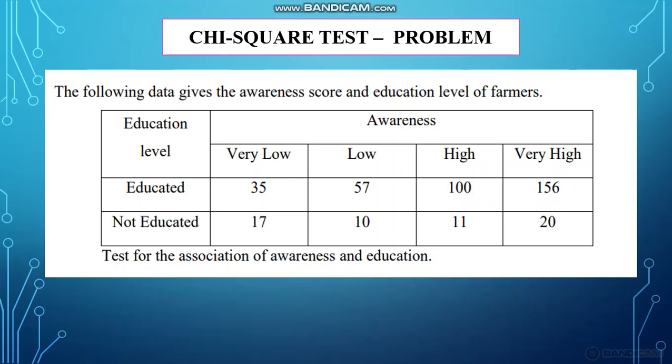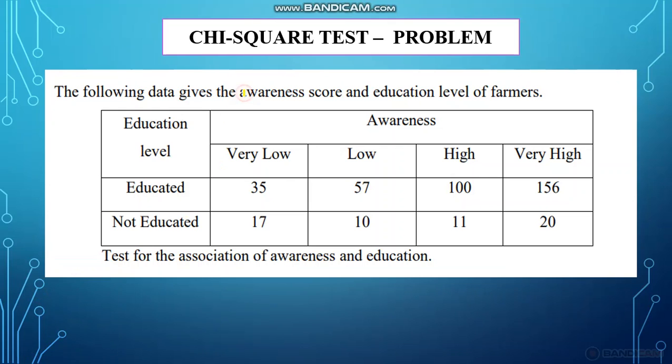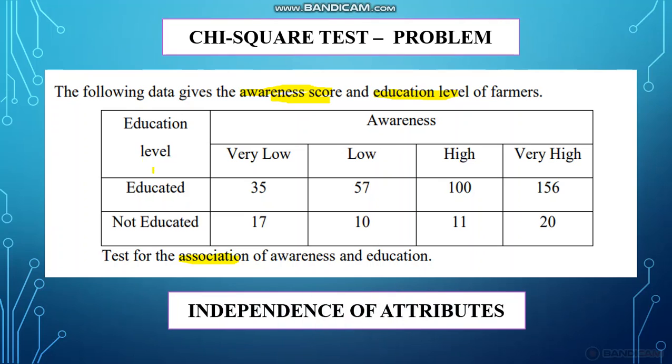The problem gives the following data: the awareness score and education level of farmers. Here we want to test the association of awareness and education. We have two attributes: the first attribute is education level, and the second attribute is awareness.